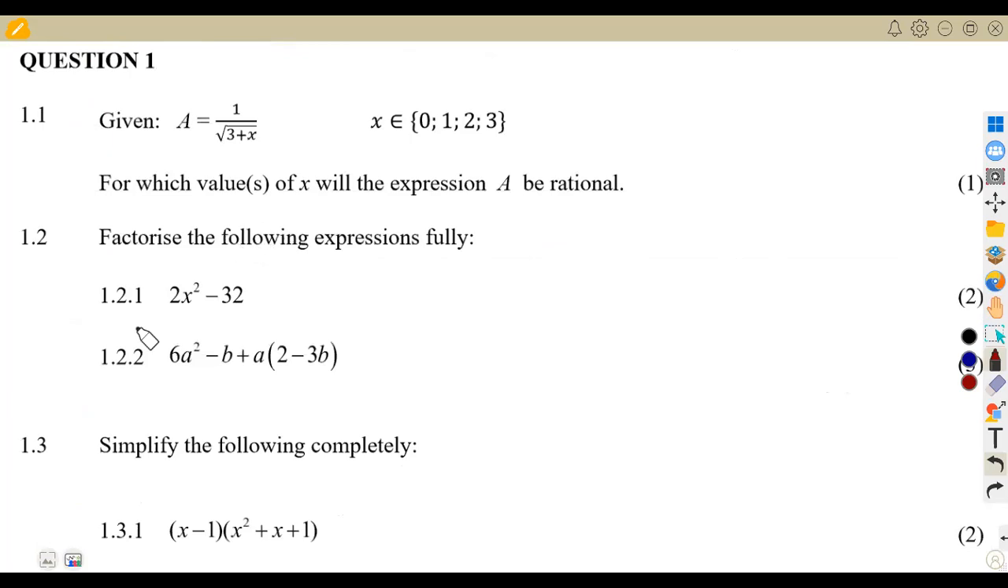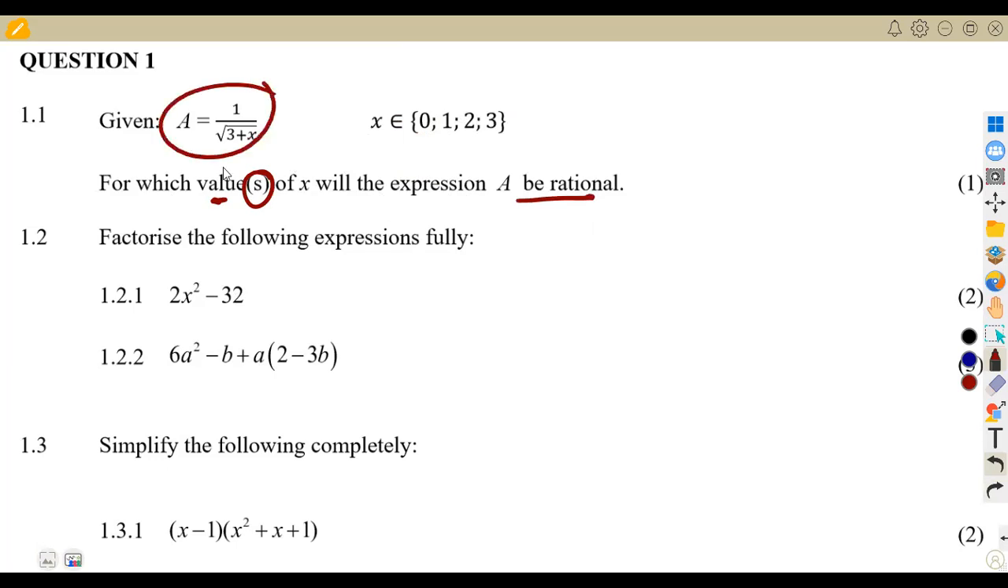All right, this is question number 1, which is 1 mark actually. It's a direct question that I want you to just understand. They are saying here, given that A is equal to 1 over the square root of x, the square root of 3 plus x, where x is an element of the set 0, 1, 2, up to 3. These are the values of x in this set. So for which value or values of x will the expression A be rational?